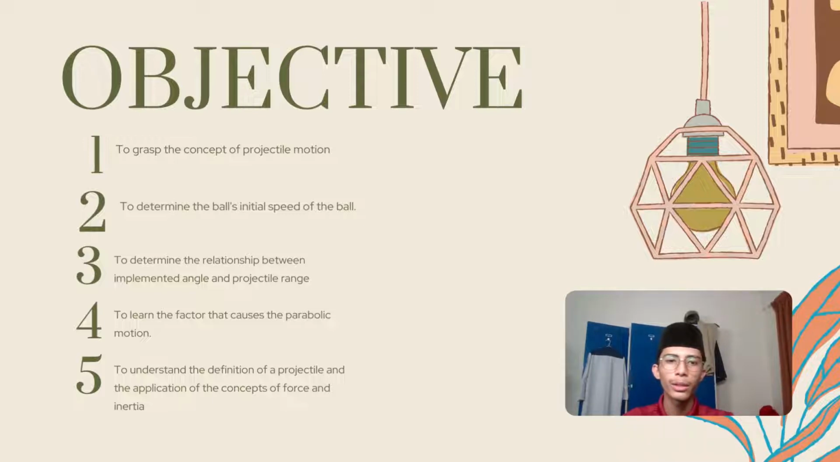My name is Muhammad Irfan Zakri. I'm going to start with the objectives. The first objective of this experiment is to grasp the concept of projectile motion. Second, to determine the initial speed of the ball. Third, to determine the relationship between the launch angle and projectile range. Fourth, to learn the factors causing the parabolic motion. And lastly, to understand the definition of a projectile and the application of the concept of force and inertia.